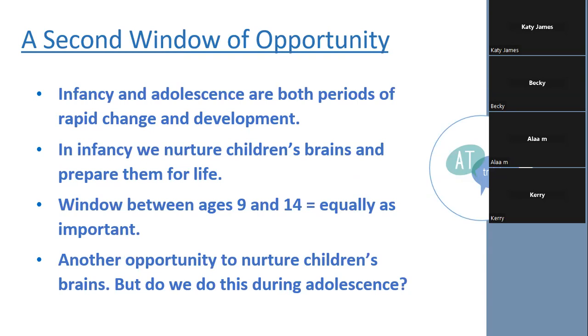Now, the teenage years are also a second window of opportunity. So infancy and adolescence are both periods of rapid change and development. And with young children, we really nurture them, we really set them up for life and prepare them. However, the ages between 9 and 14 are equally as important. And it's again another opportunity to nurture children's brains. But how do we respond to teenagers or early adolescents during this time?